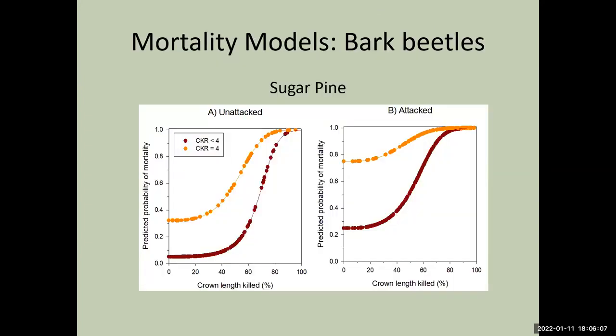And so back to the models, you can see the unattacked graph on the left for sugar pine, and then the attacked tree on the right. And you can see how the presence of red turpentine beetle really bumped up the predicted probability of mortality for any given crown length kill, both for trees that had high levels of cambium injury and lesser amounts.